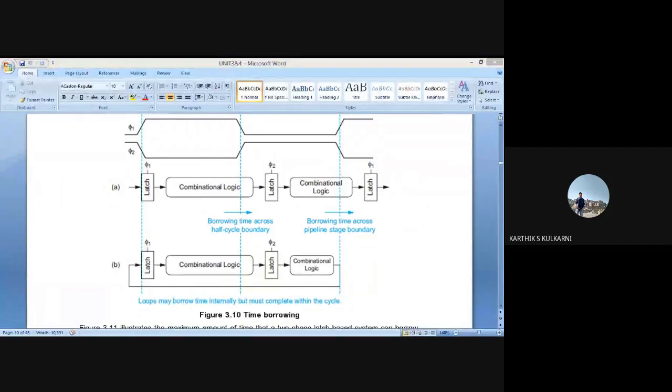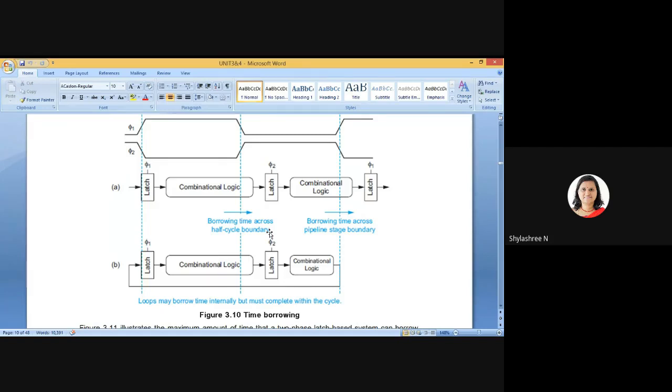Ma'am, if all the data is sampled at different times, then it will be a problem. Like no synchronization will be there. At the end of the half cycle, we have to check. Then we will come to know whether we have to increase the clock period or what the problem is. So that is a disadvantage in case of a pipeline based system. Are you getting it?